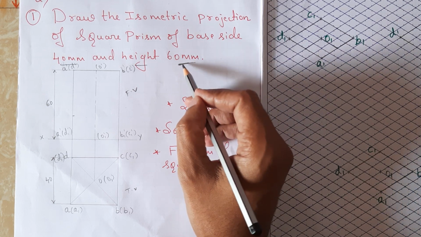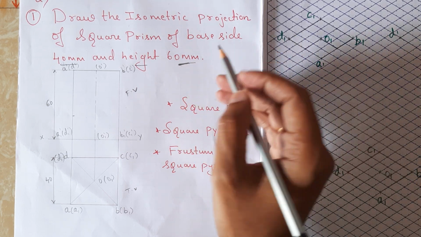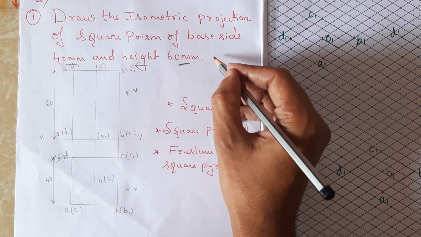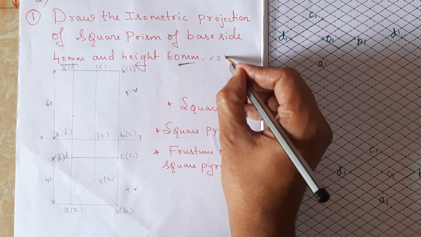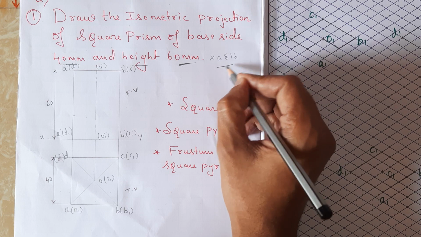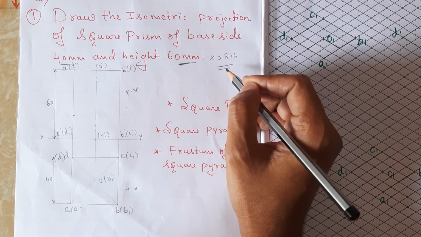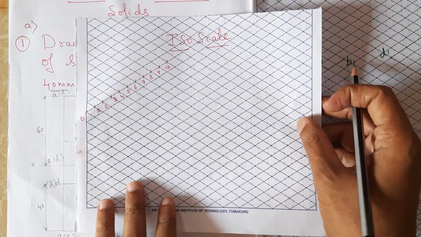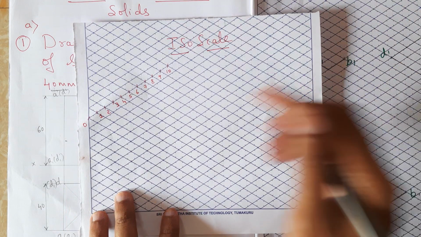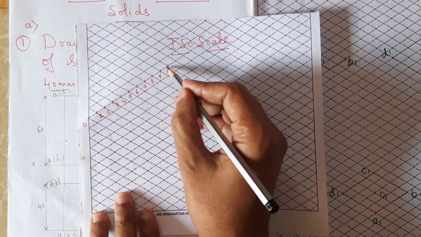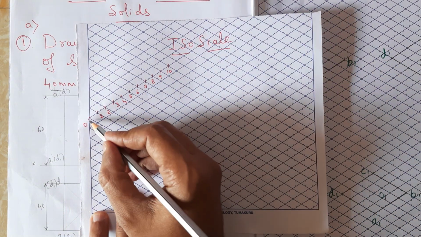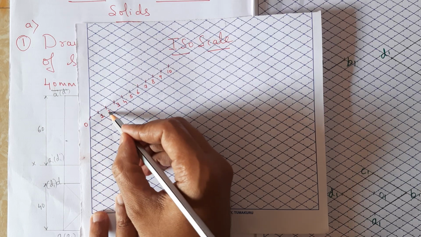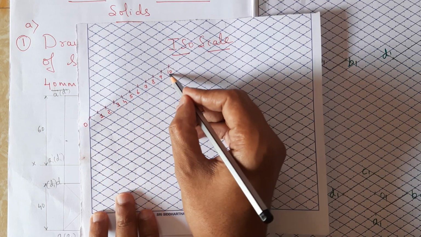How to convert this actual scale to iso scale? We have to multiply by the conversion factor, that is 0.816. So that is one method, which we have already discussed in the previous classes. Or else you can construct the iso scale like this. So this is an isometric sheet. See, I have drawn one line on an isometric sheet. I just named it as 0, 1, 2, 3, 4 up to 10.